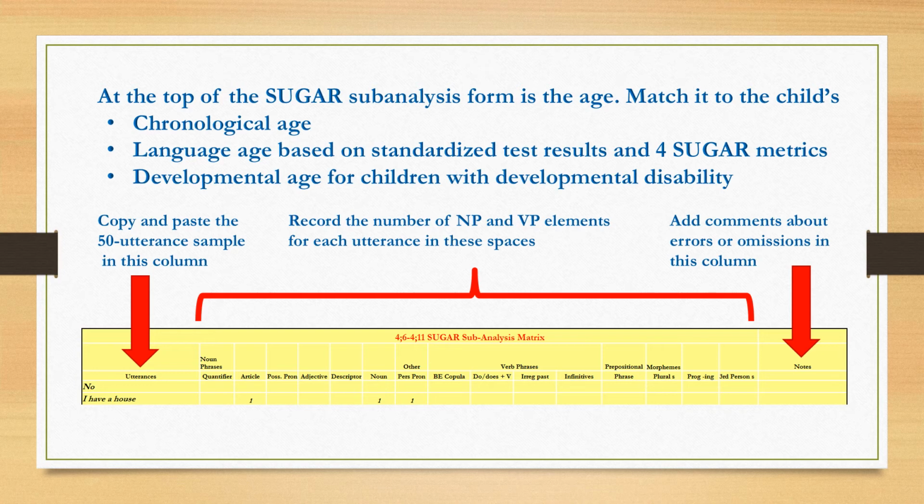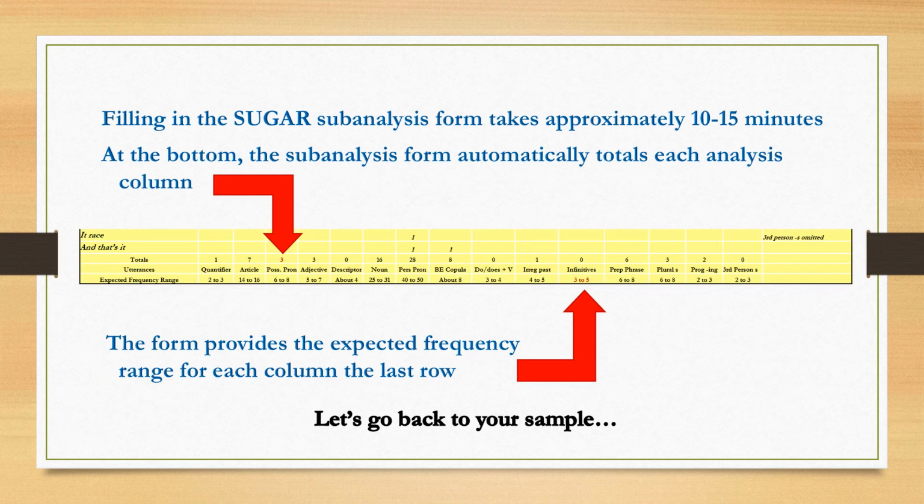Once you've chosen the appropriate sub-analysis form, all you have to do is copy and paste your 50 utterance sample into the utterances column. Then you record in the appropriate column the number of times a language feature is used correctly. The final column is for short notes, such as errors or omissions. The SUGAR sub-analysis form is relatively easy to use once you become familiar with the layout of the sub-analysis categories. As you record each use of the language feature, the form automatically tallies the total for each and provides you with average frequency and range from the normative study.